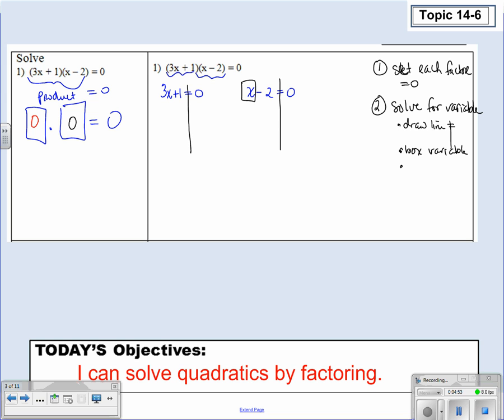Then we get rid of the number that is not in the box. To get rid of the number not in the box, we're either going to add or subtract that number. This has a negative 2, so we're going to add 2 to both sides.